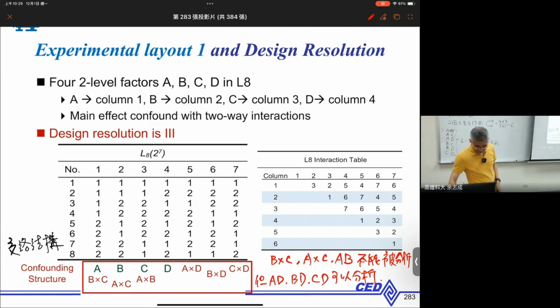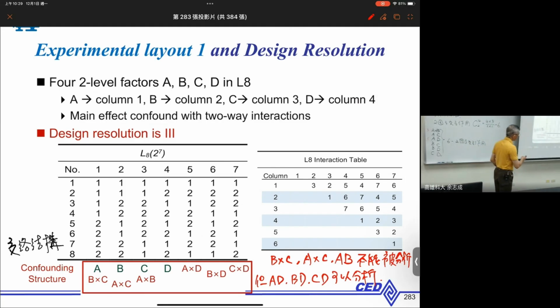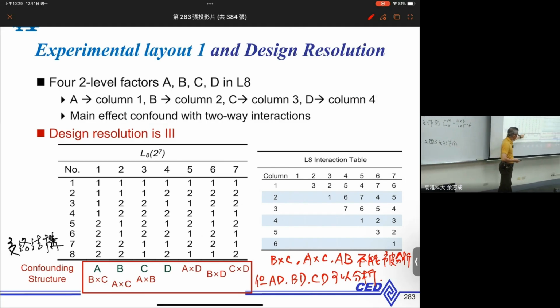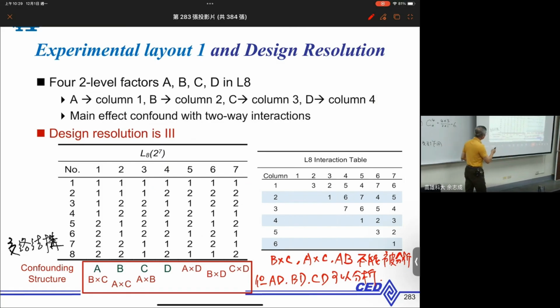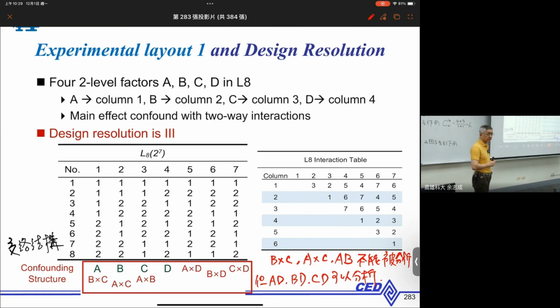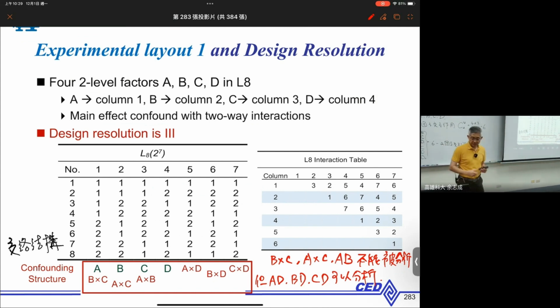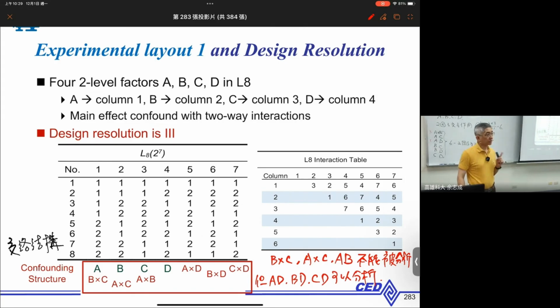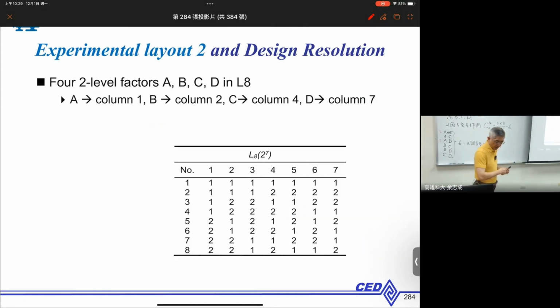And in this case, some main effects are confounded with the two-way interactions. We call this resolution type 3, resolution 3. If main effects and interaction effects are confounded together, we call the resolution 3. Any questions?